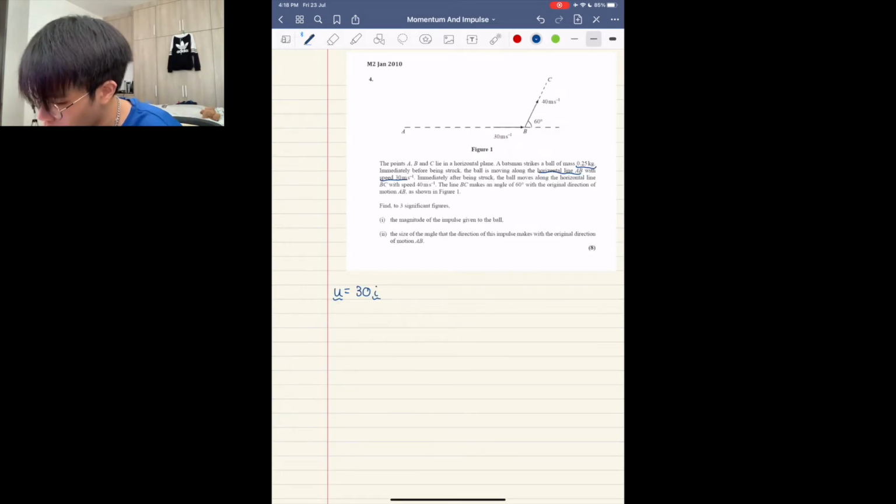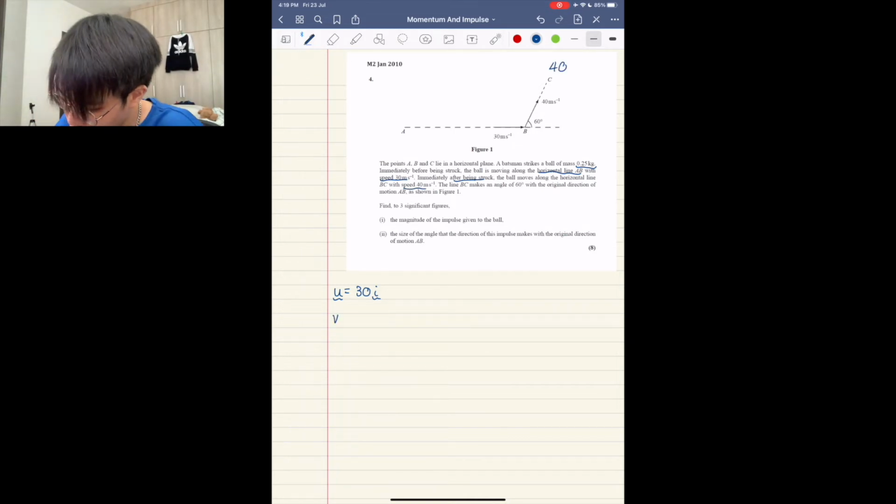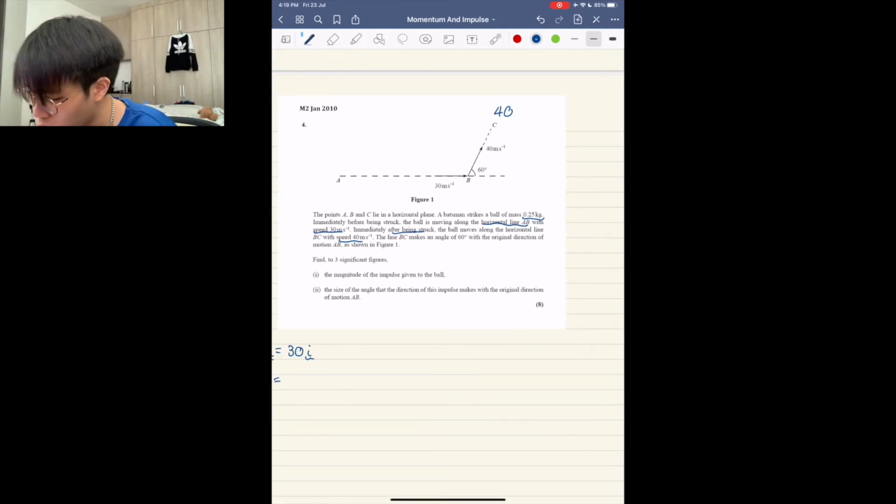Immediately after being struck, the ball moves along the horizontal line with speed 40. So we note that v is equal to 40, but we need to resolve this at an angle towards the y-axis and the x-axis.